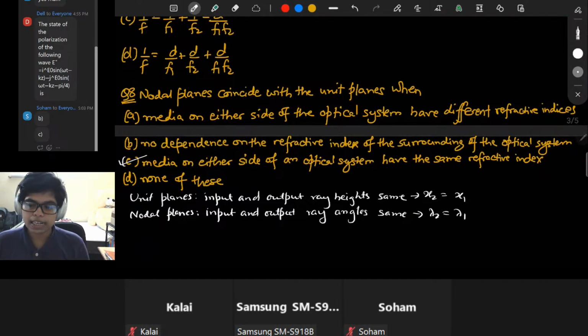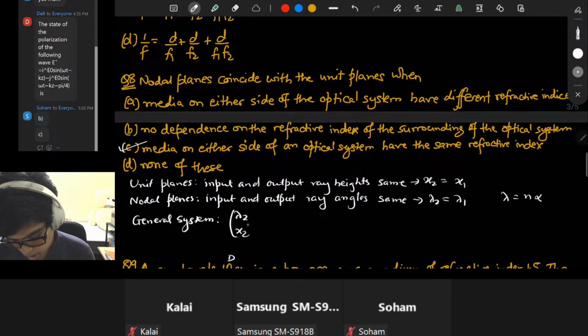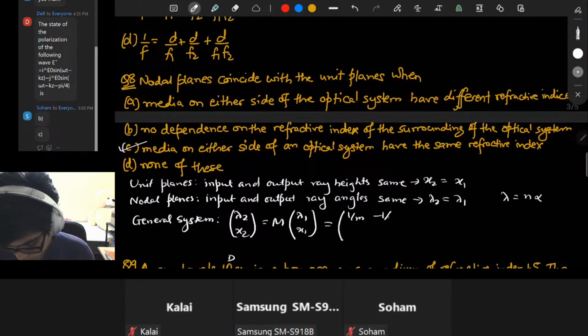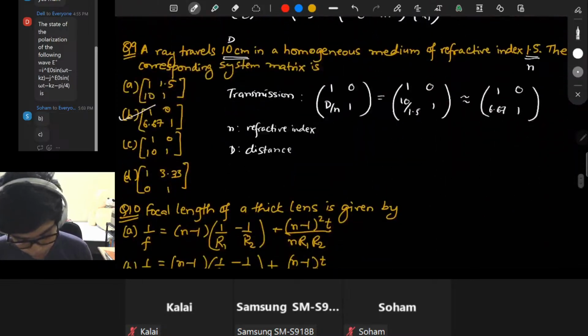Lambda, if you remember, is the refractive index times the angle. Lambda is n times alpha. Do not confuse this with the wavelength. A general system is represented as follows: lambda 2, x2 equals M, which is the matrix of that optical system, times lambda 1, x1, and this matrix is as follows. This is the general form of the matrix. So we have done 2 questions from the previous week.